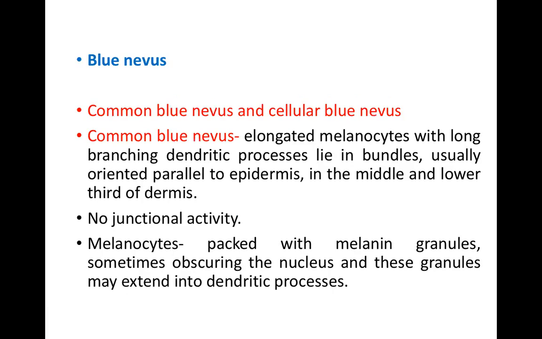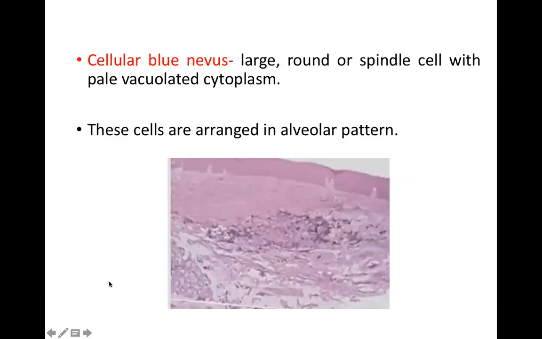So, blue nevus: common blue nevus and cellular blue nevus. In common blue nevus, elongated melanocytes with long branching dendritic processes lie in bundles, usually oriented parallel to the epidermis in the middle and lower third of dermis. There is no junctional activity. Melanocytes are packed with melanin granules, sometimes obscuring the nucleus, and these granules may extend into the dendritic processes. Cellular blue nevus: these are large, round spindle cells with pale vacuolated cytoplasm. These cells are arranged in an alveolar pattern.